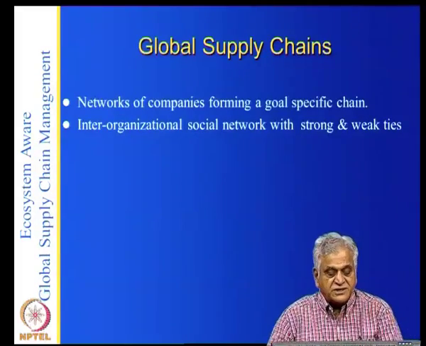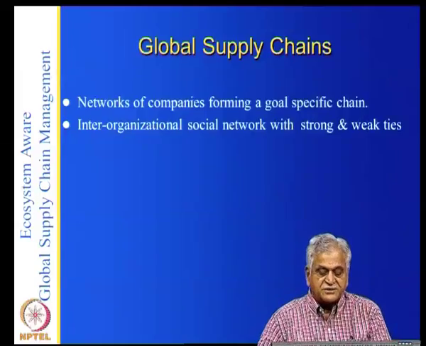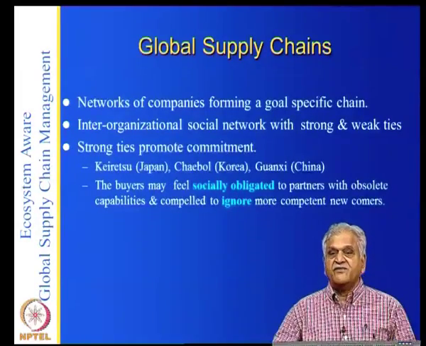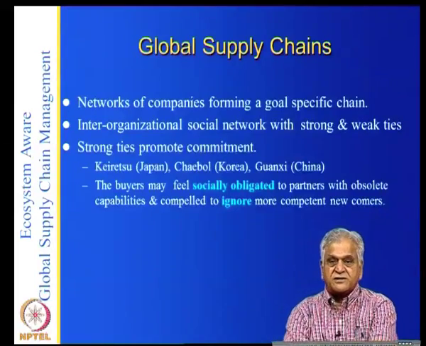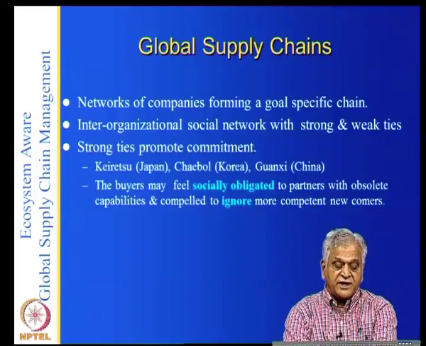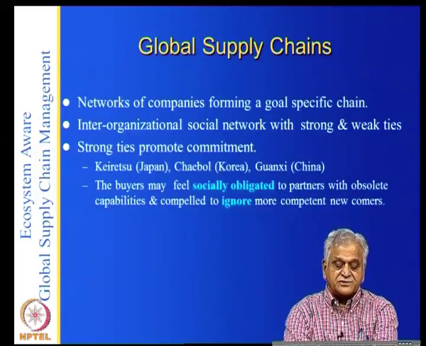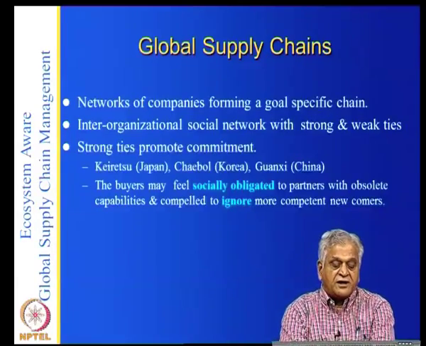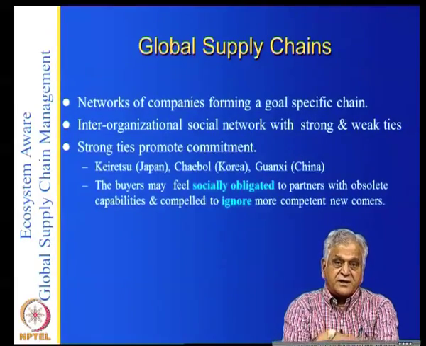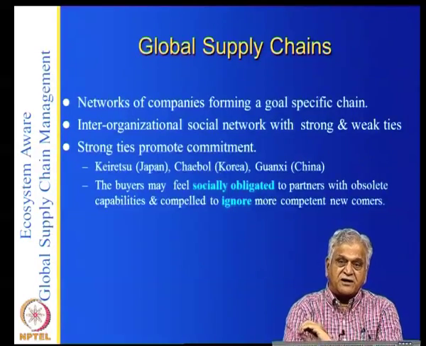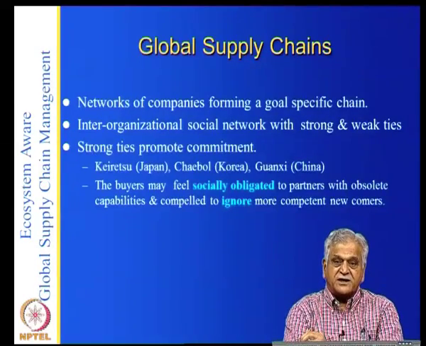So in the global networks, a network of companies forms an inter-organizational social network with strong or weak ties. In a social network, you have two kinds of ties, either weak ties or strong ties. The strong ties are Keiretsu, Chaebol and Guanxi. These are all strong ties in the sense that the supplier and the manufacturer, or the distributor and the manufacturer, are basically having very close ties.